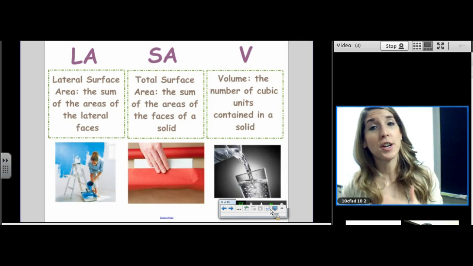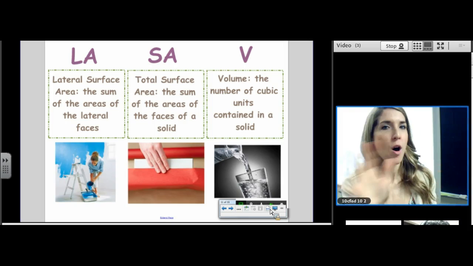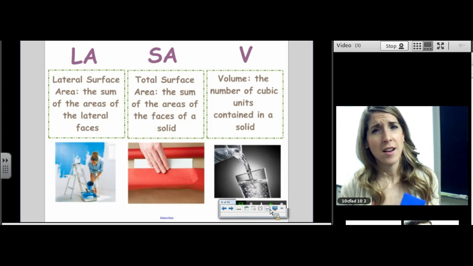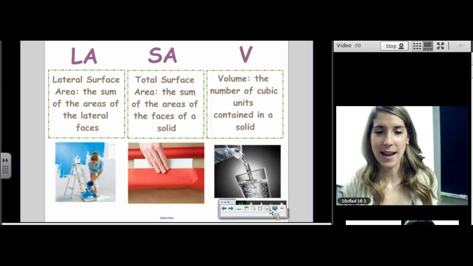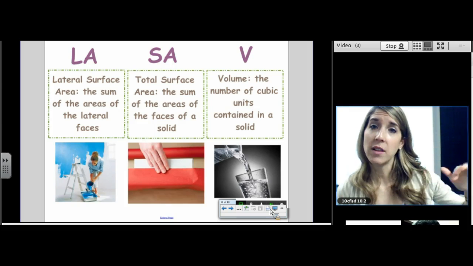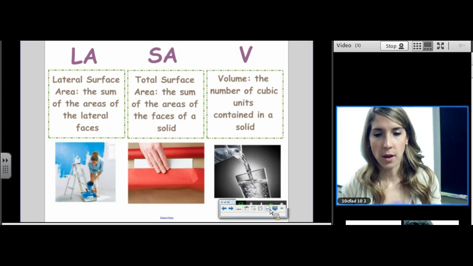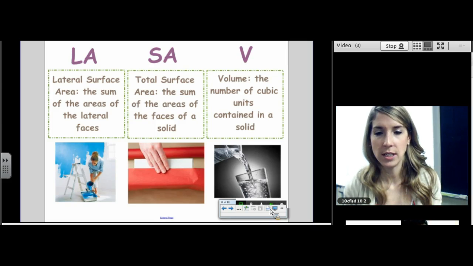Now the total surface area is if you're wrapping a gift. You're going to wrap the top, the bottom, all the lateral faces. You're not going to leave anything unwrapped. Maybe if you run out of wrapping paper. But anyways, so total surface area would be all the lateral faces plus the top and the bottom, the bases. And then you know what volume is. Volume is the number of cubic inches in a solid. It is when you fill it up.